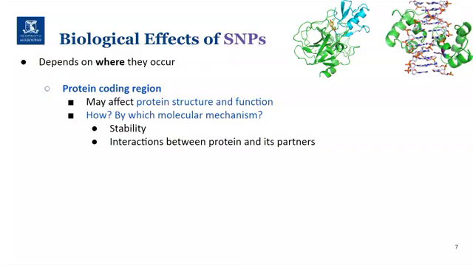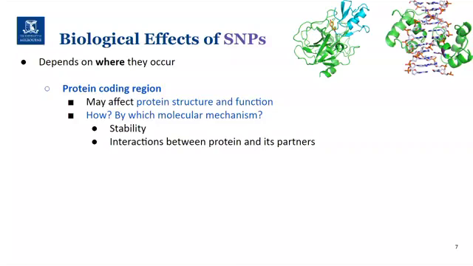You have here in blue and green 2 different protein chains that come together to perform a given function. If you have a mutation in the interaction part between them, then you can perhaps disrupt this interaction and therefore protein function. So understanding whether a mutation is going to affect protein function or not has to do also with understanding their potential molecular mechanism.